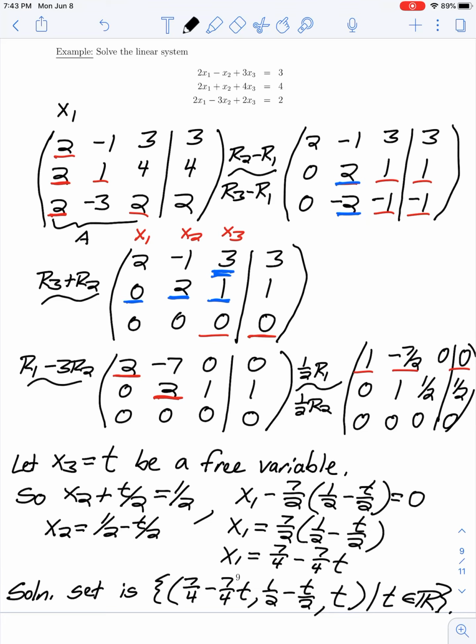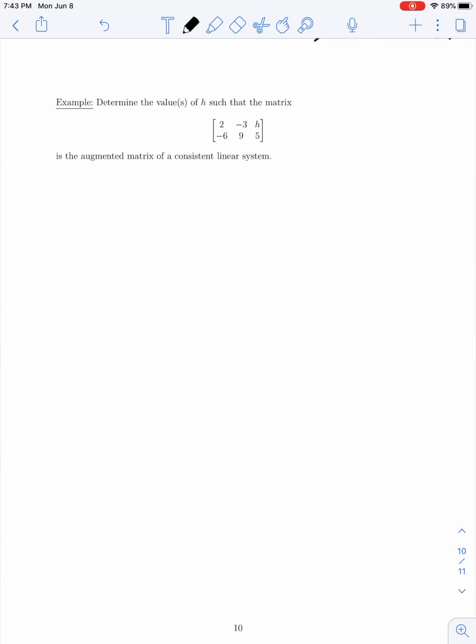So in our last example, we will illustrate how this process of Gaussian elimination might be used to determine what the solution set of a linear system might look like. So we'll look at some problems that are somewhat similar to what we considered in the first part of the lecture, now making use of an augmented matrix.